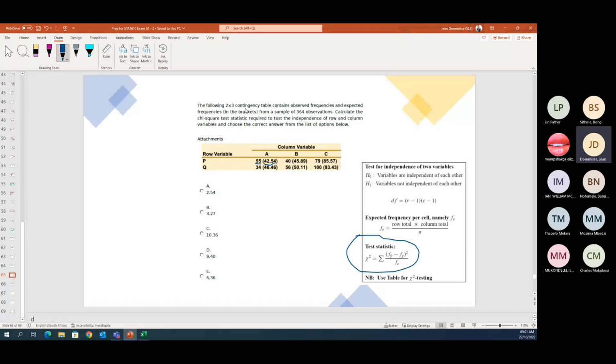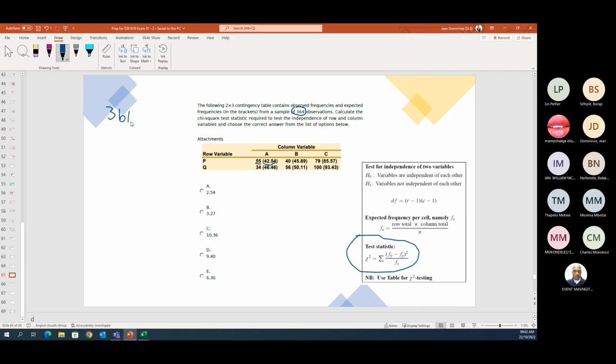The following 2 by 3 contingency table contains observed frequencies and expected from a sample of 364. Calculate the chi-square test statistic required to test the independence of row and column variables. Choose the correct one from the list below. Okay, so what they want you to do is that sum.